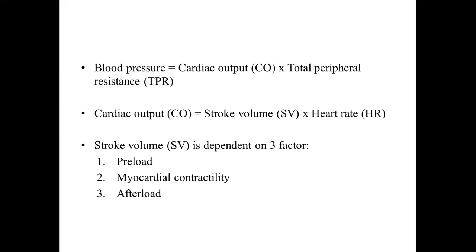And it can be evaluated on echocardiography. On echocardiography in patients with dilated cardiomyopathy, you will detect that the whole myocardium is contracting poorly. And this is called global hypokinesia. So it's a contractility problem.